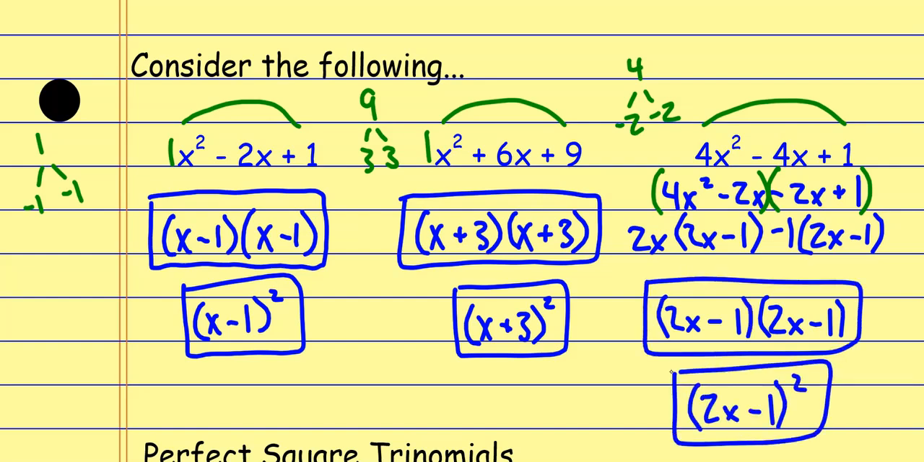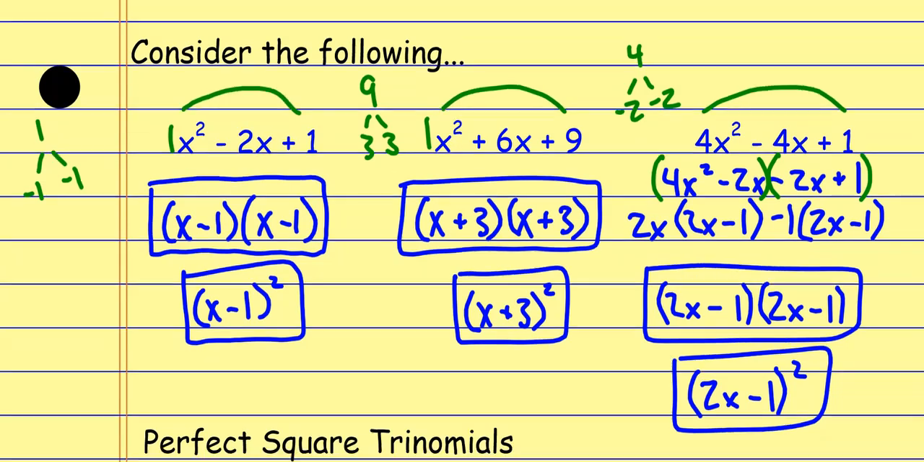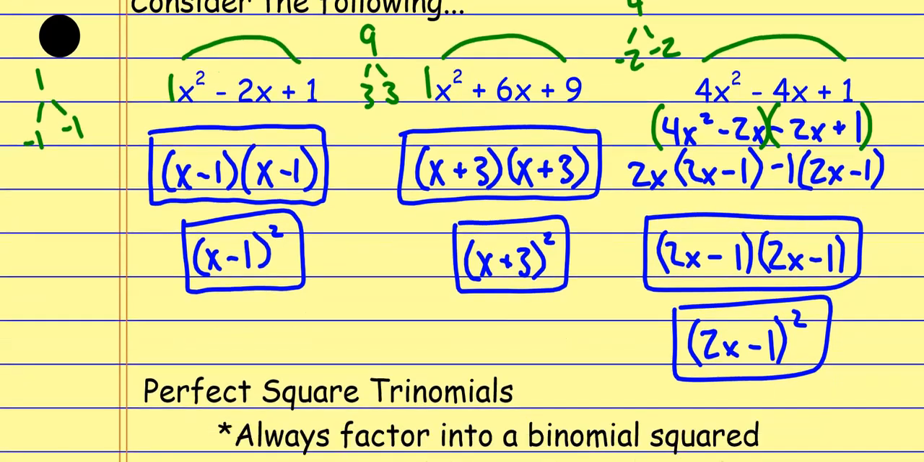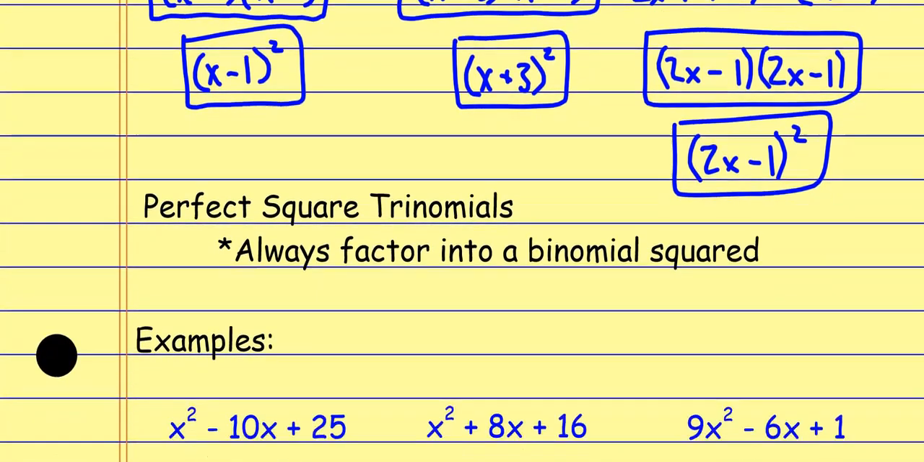We call these perfect square trinomials. A trinomial that basically gives us something squared. It gives us the same thing twice. That's what something squared means, the same thing twice. So a perfect square trinomial always factors into a binomial squared.